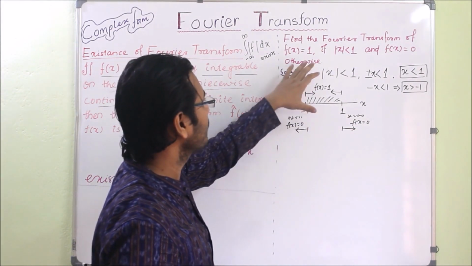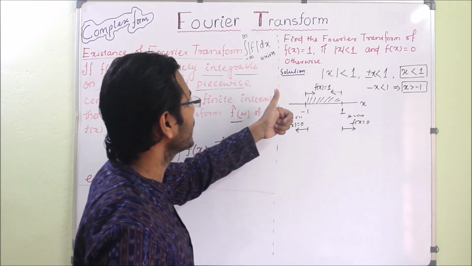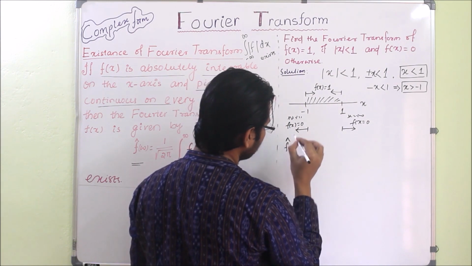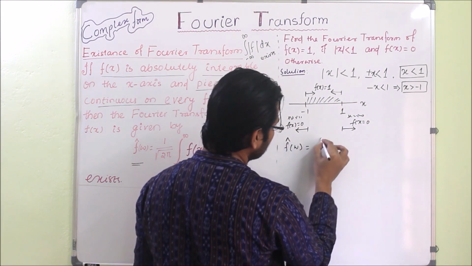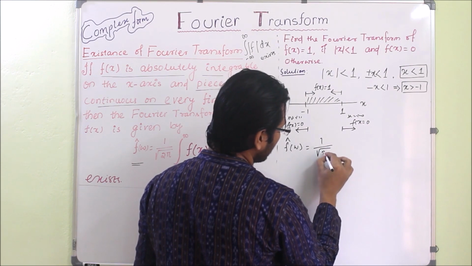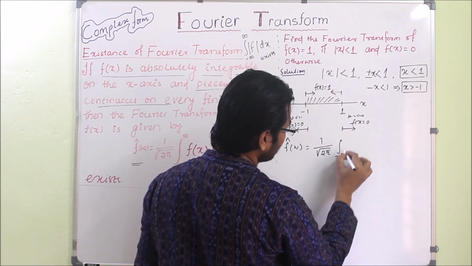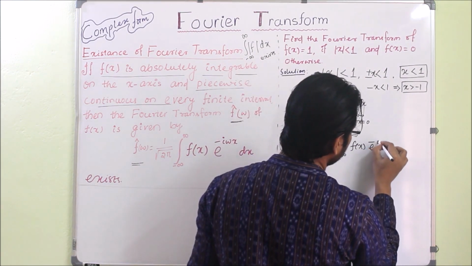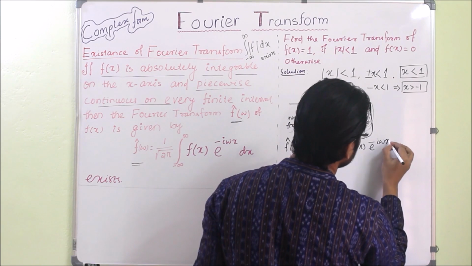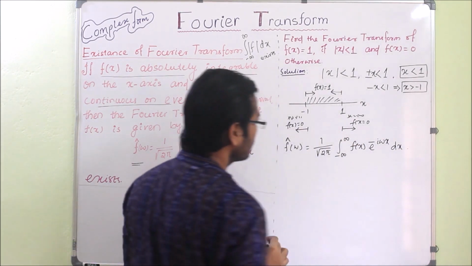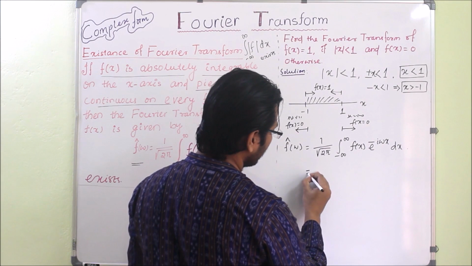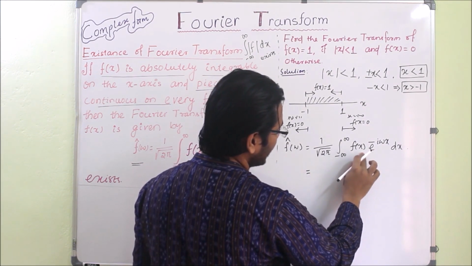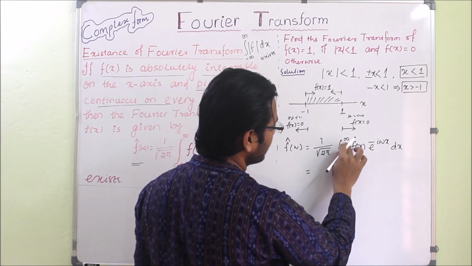Now we will apply this domain and find the Fourier transform. What is the formula for the Fourier transform? f cap of w is 1 by square root of 2 pi, integral from minus infinity to infinity of f of x e to the power minus iwx dx. So this is the formula. Now if we solve, what will happen? In the formula, f of x is defined over minus infinity to infinity.